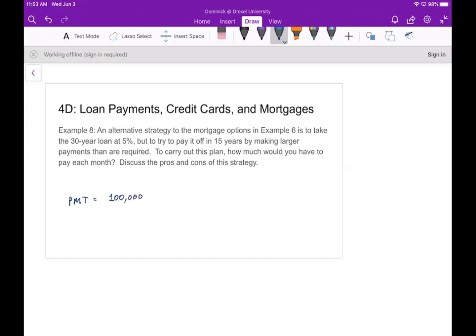And we won't include the closing costs, but we'll say 1,000, and then I want to do 0.05 over 12, all over 1 minus 1 plus r over n, 0.05 over 12. And now this time when I do the minus n times t, I'm making my t 15 instead of 30. All right, so we're going to try and pay it off in 15 years and calculate what the monthly payment would have to be.